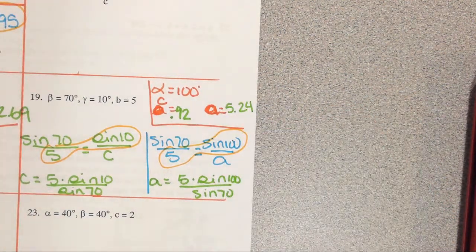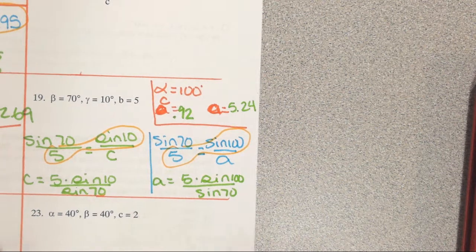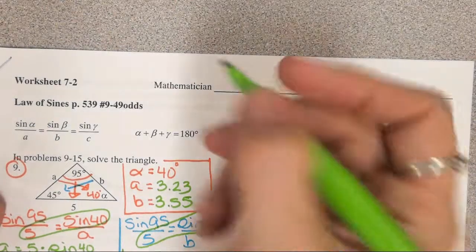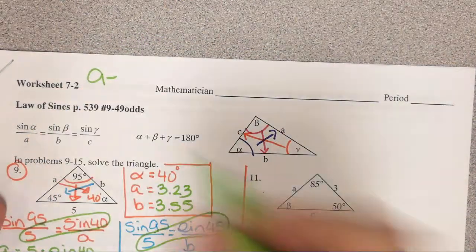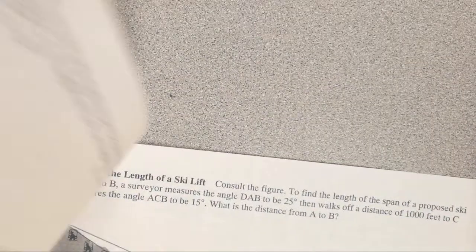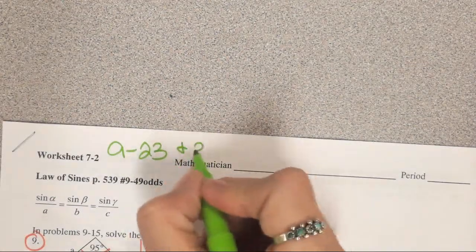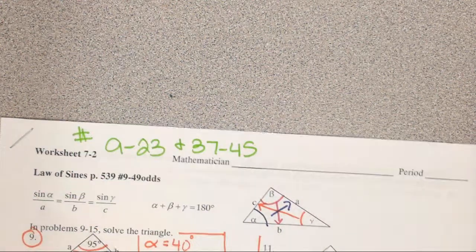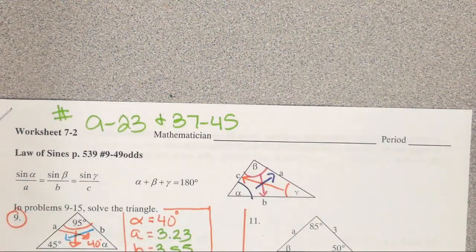Okay, I hope that helps and I hope it makes sense. The assignment I gave was to complete the entire front. So you're going to have 9 through 23, and then we're also going to do 37 through 45. Remember, these aren't due till Wednesday, and we're going to do a homework quiz. I hope this helps with your homework, and bring some questions to me on Monday.